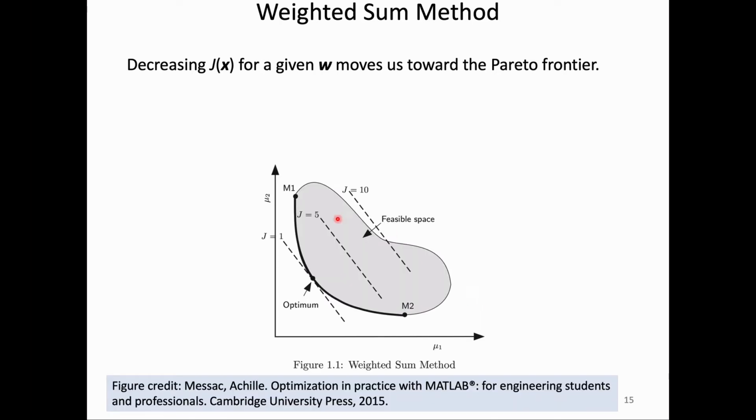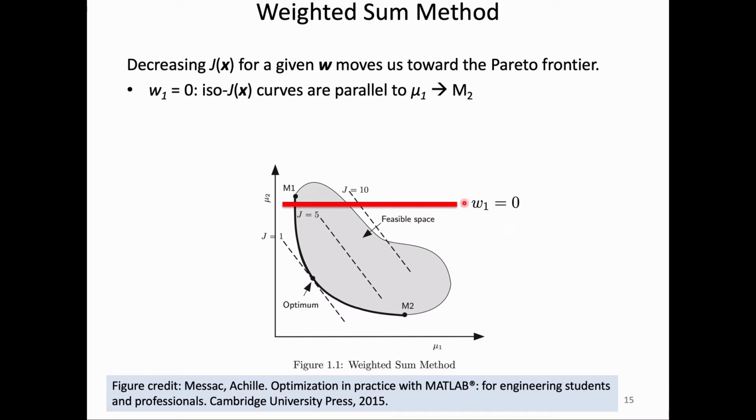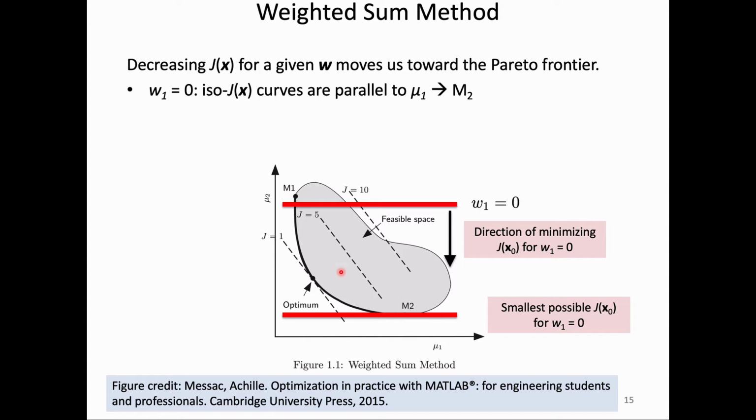Let's visualize this again. Here's our attainable set. If we set the first weight for a bi-objective problem to 0, then the iso cost lines are parallel to mu1, or parallel to the first objective function. We can visualize that here. If we set W1 equal to 0, this is going to be the iso cost line. And if we're trying to minimize J, then moving down is going to be decreasing J. And then if we keep going and moving as far as we can go without leaving the attainable set, this is the result. This is the smallest possible value of J for W1 equals 0. We reach this point.